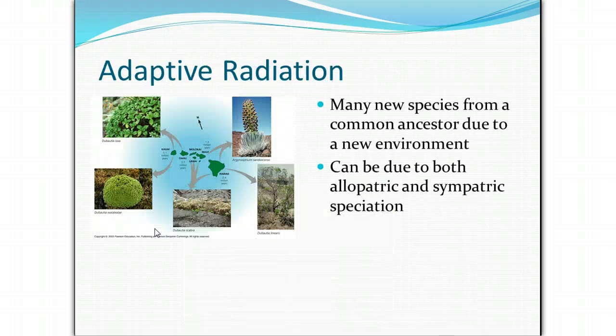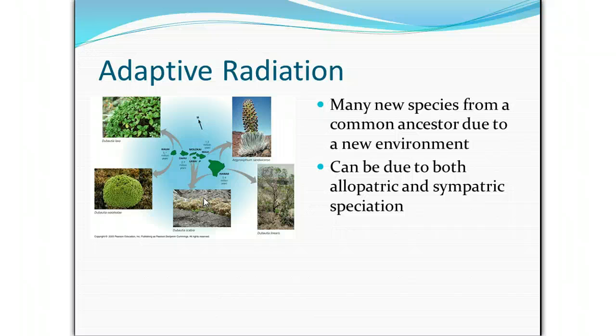Adaptive radiation is when we have many new species from a common ancestor due to a new environment. This is really commonly seen on islands. This example here is Hawaii and all of the various odd plants that you see on the Hawaiian Islands. You may also think of Darwin's finches and the Galapagos Islands and all of the different species of finches seen on the islands due to the different environments on those islands, all the different beak shapes and the different foods they had to eat on those islands.